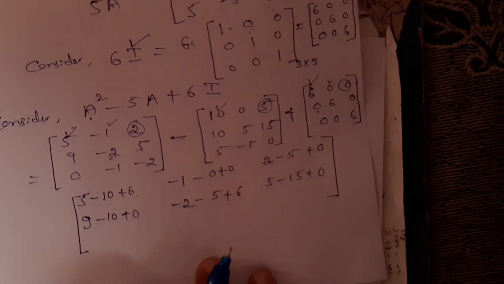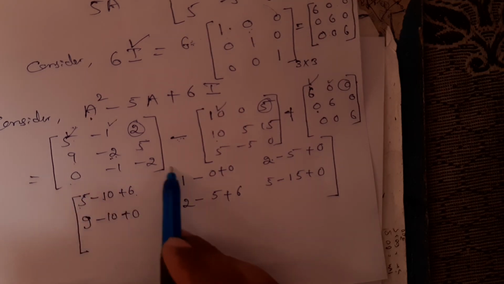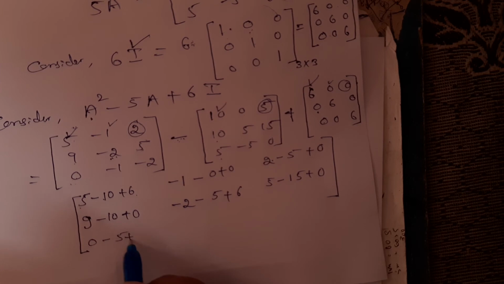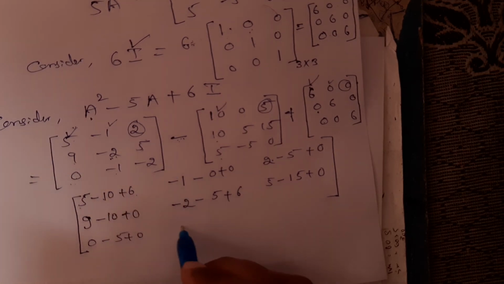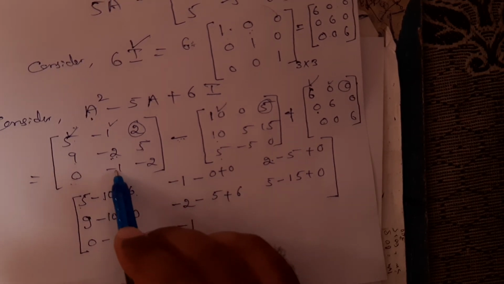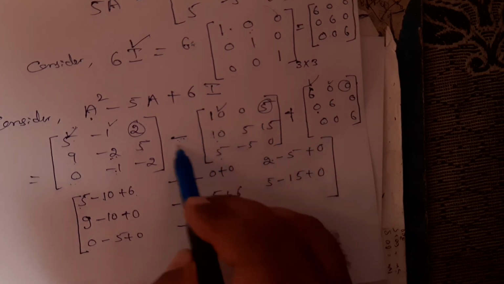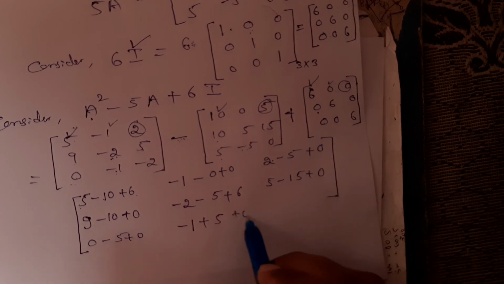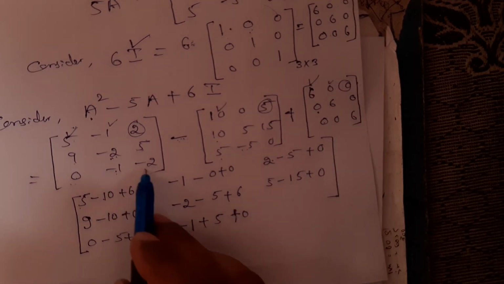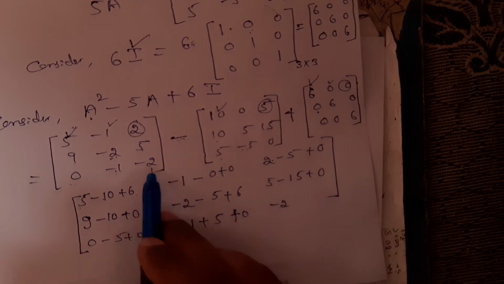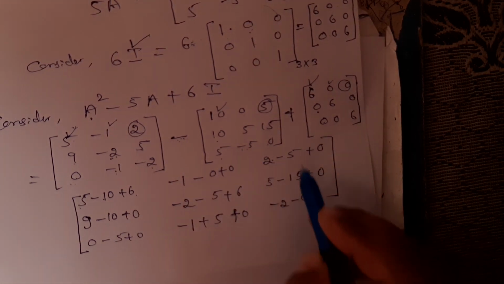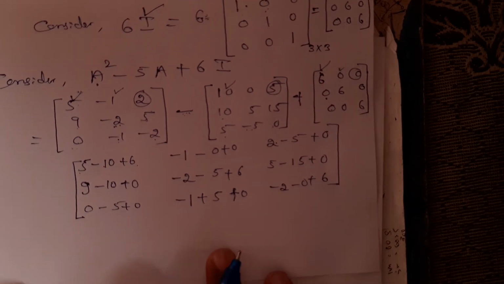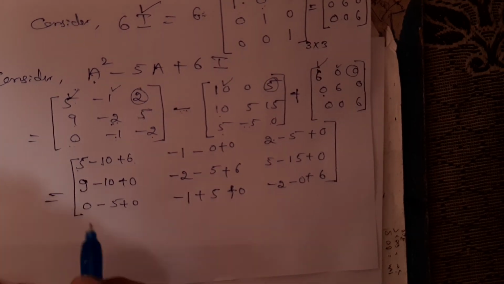So corresponding elements. Consider this last row here. See 0, 5, 0: 0 minus 5 plus 0. Next minus 1. See here, minus 1, observe this, minus 1 minus of minus 5. See, minus of minus 5, that will be what? Plus 5. Then the corresponding element is 0 plus 0. Then the last one is minus 2. See here, minus 2 minus 0, then plus 6. So these are all the corresponding elements.